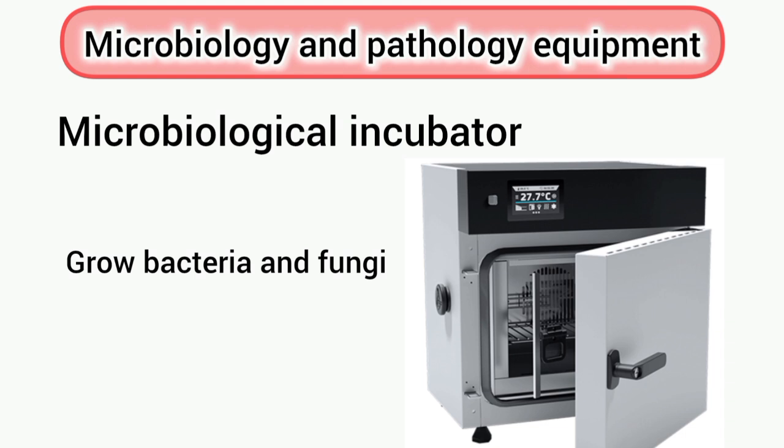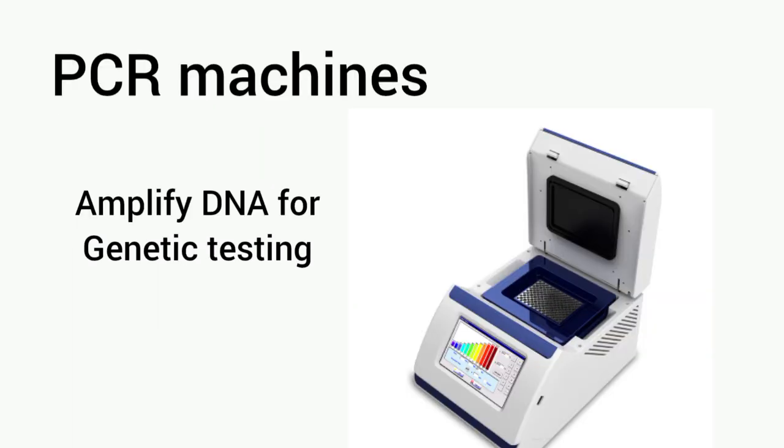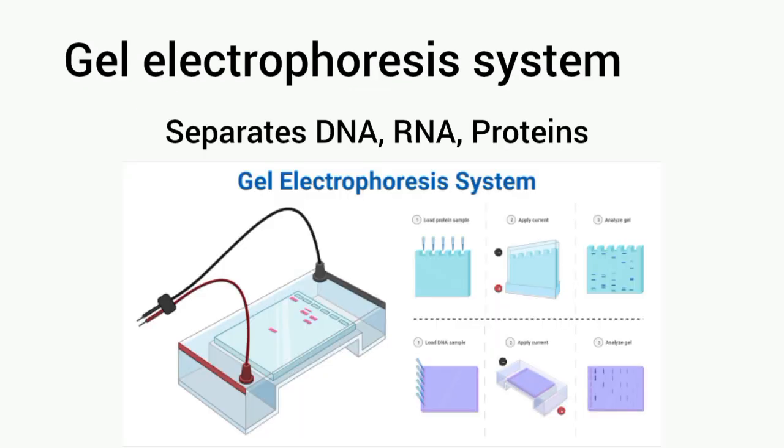Microbiology and pathology equipment in medical laboratory: microbiology incubator, is used for growing bacteria and fungi. PCR machine. It is used to amplify DNA for genetic testing. Gel electrophoresis system is used for separation of DNA, RNA, and proteins.